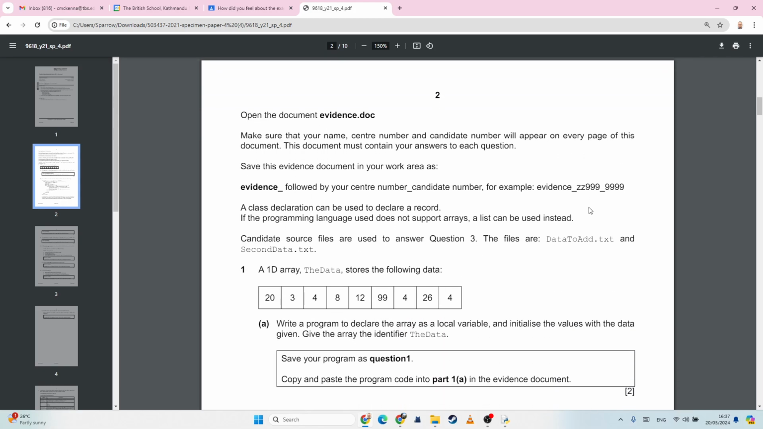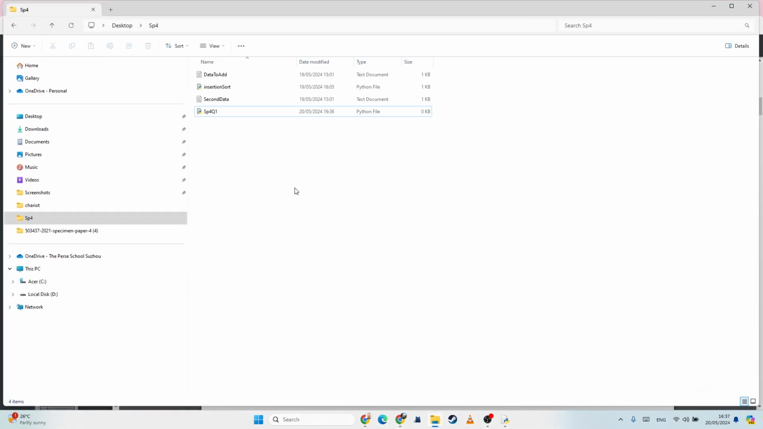All right, so let's start with this. Okay, so we've got the evidence document. I'm not going to copy and paste into the evidence document, but you should, with all the stuff on it. And then we're going to have our two different source files. So we've got data.add.txt and we've got second data.txt. And here's one I made earlier, and I have these next to my program, which is here.